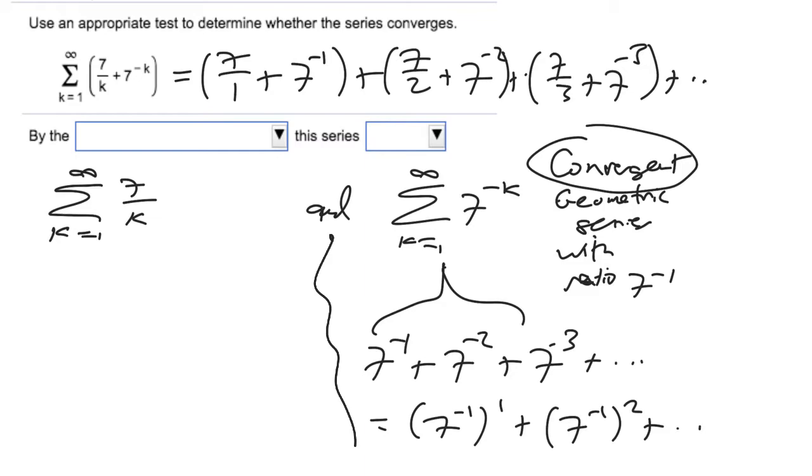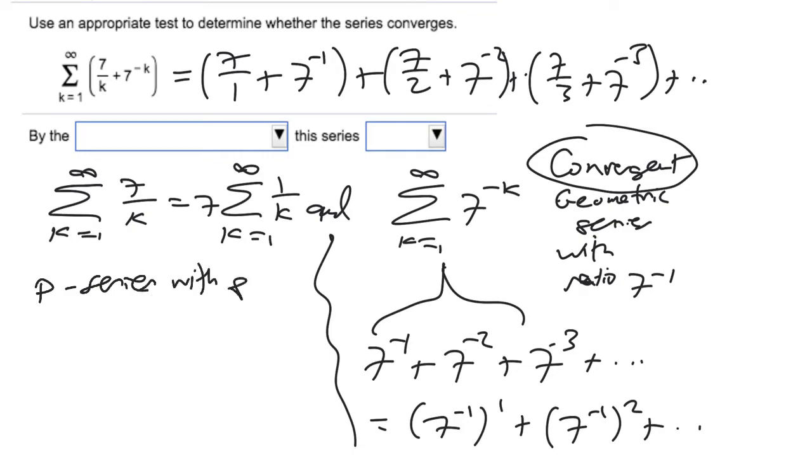On the left, we're not quite so fortunate. We can factor a 7 out, and then this should look at least a little bit familiar. This is the harmonic series, which is also known as the P series with P equal 1.